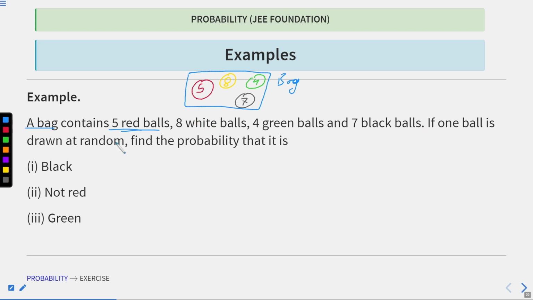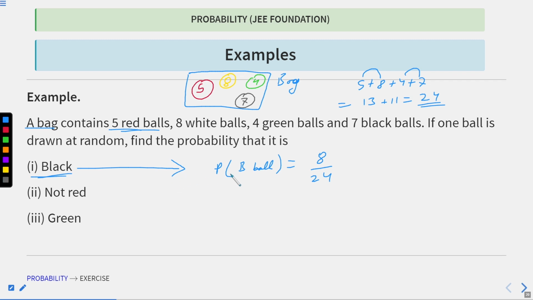Now if one ball is drawn at random, so I am drawing a single ball, find the probability that it is a black ball. In total we have 5 plus 8 plus 4 plus 7 balls. So in total, 5 plus 8 is 13, 4 plus 7 is 11, which means 24 balls. So this will give me the probability for black balls.